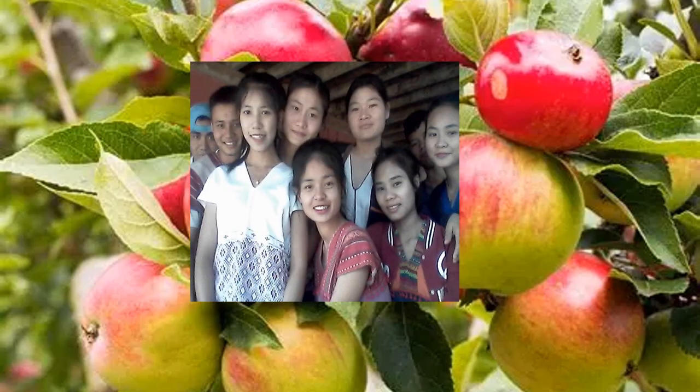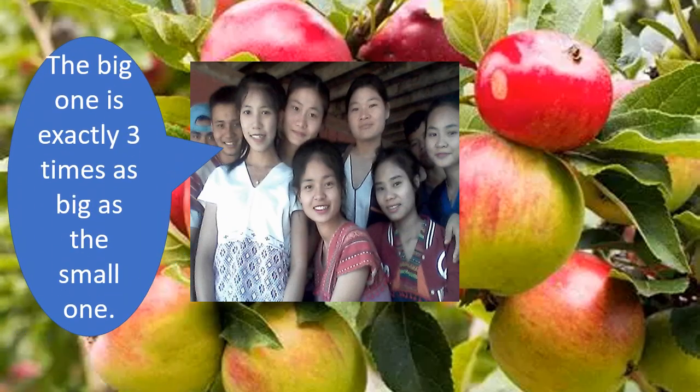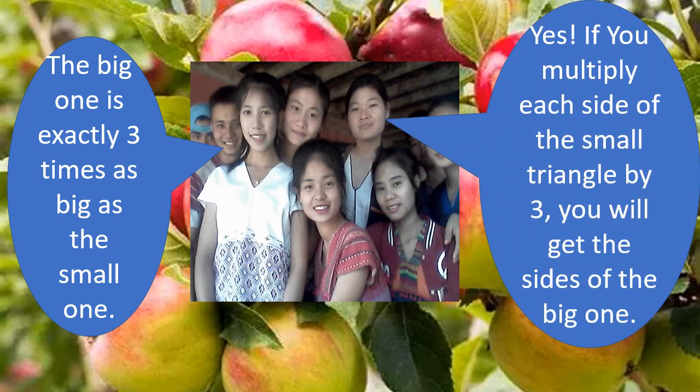So here we have a group of people, and they're saying the big one is exactly 3 times as big as the small one. Yes, if you multiply each side of the small triangle by 3, you will get the sides of the big one.